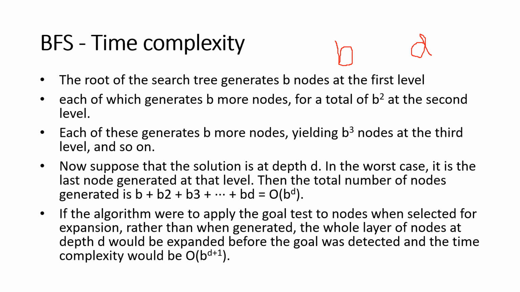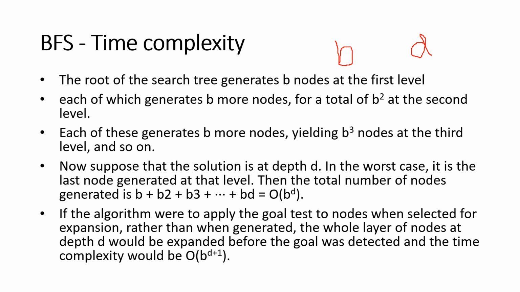So in the worst case scenario, the goal node is located at depth d, and it is the last node generated at that level. Then the BFS must generate all nodes from level 1 to level d. So we have d levels. If the goal state is at the last level, last node, then it has to generate all nodes from level 1 to level d.